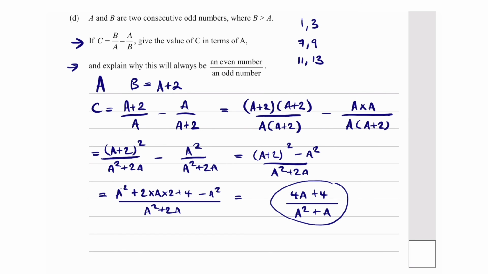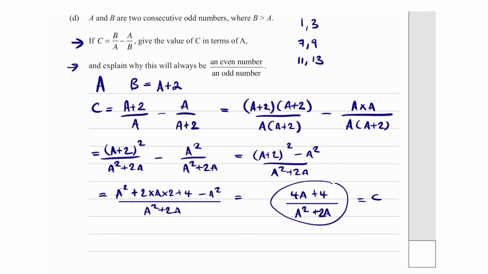Alright guys, so I made a slight mistake in the denominator. I didn't carry the 2 over, so it should be A squared plus 2A on the bottom. So we've done the first part where we've given C in terms of A. So this is equal to C. But now we need to explain why it's even over odd.